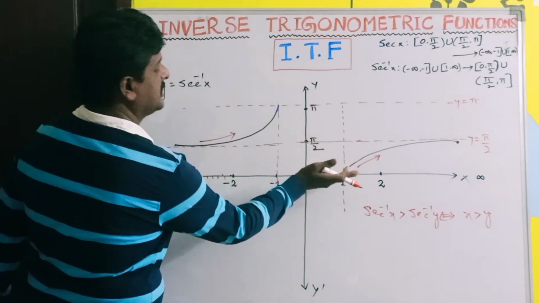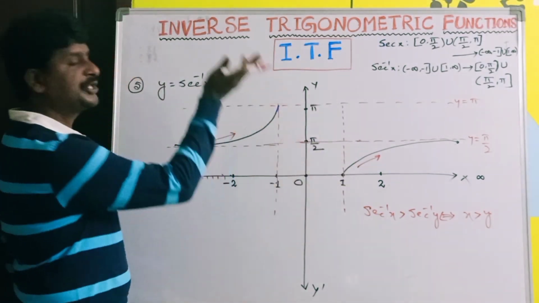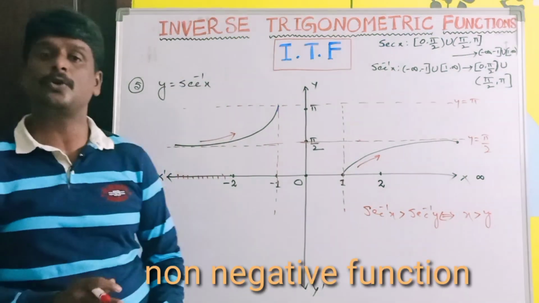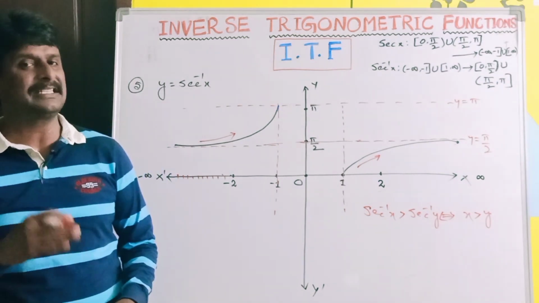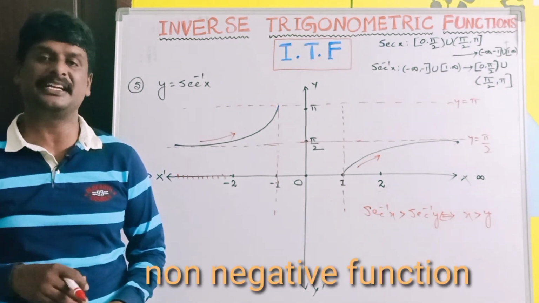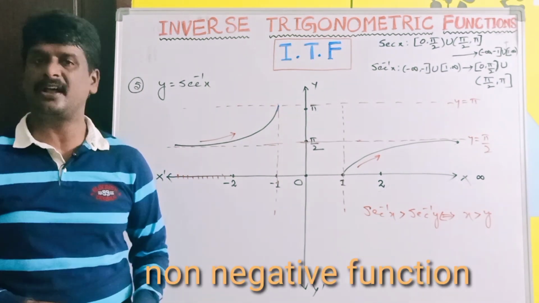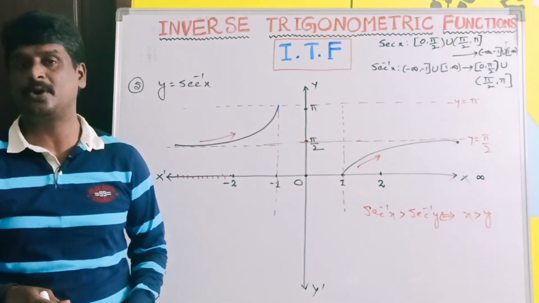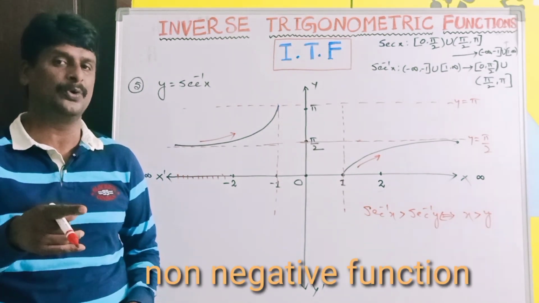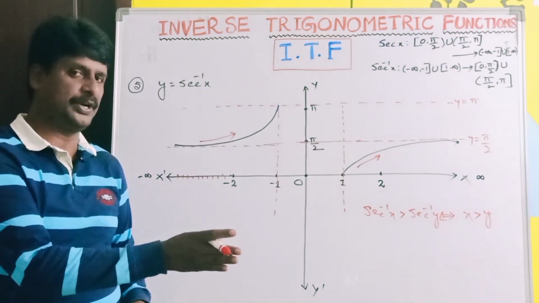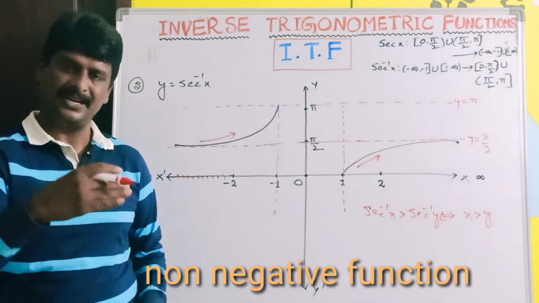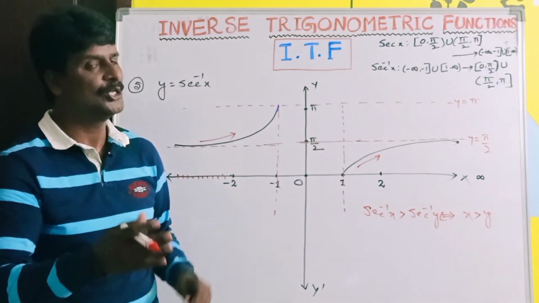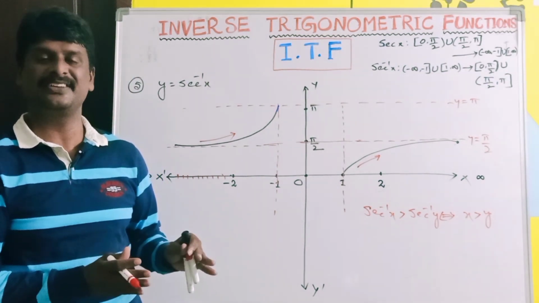And f of secant inverse x is from the x-axis upward only. It is always a non-negative function. Secant inverse x outcome is always non-negative. Why am I using the word non-negative? It can be 0 also. It is just not negative. It can be 0 and positive. So that's why secant inverse x is always a non-negative function. So this is about secant inverse x.